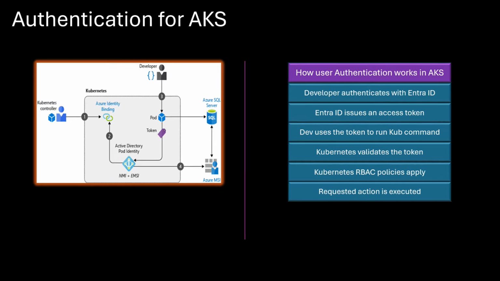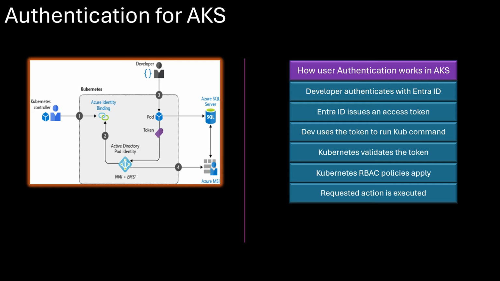Let's discuss how user authentication works in AKS. When a developer interacts with an AKS cluster, the developer gets authenticated with Microsoft Entra ID. Microsoft Entra ID issues an access token. The developer uses the token to run a Kubernetes command, such as kubectl create pod. Kubernetes validates the token with Microsoft Entra ID and retrieves the user's group membership. Then, Kubernetes RBAC policies apply, which determines if the request is allowed. And if authorized, the requested action is executed successfully.